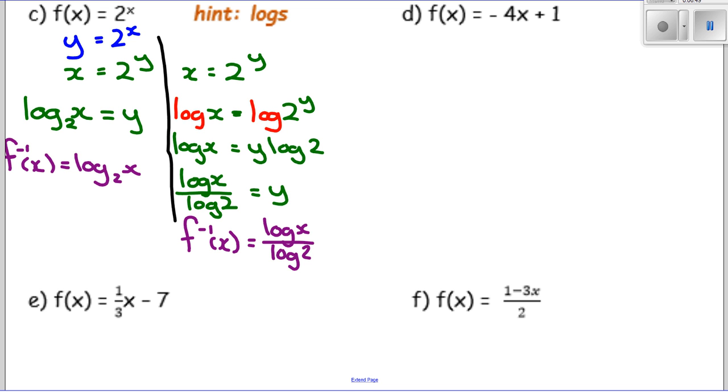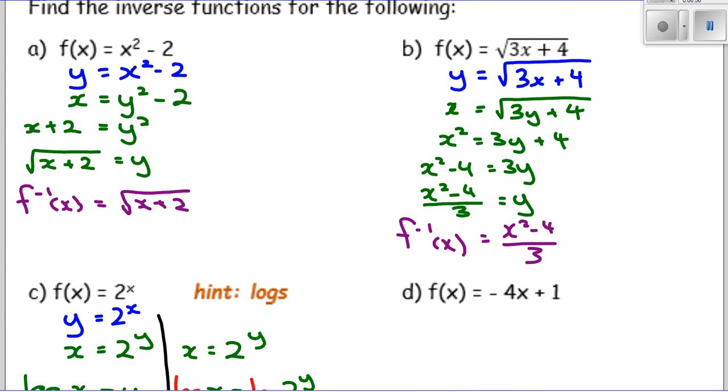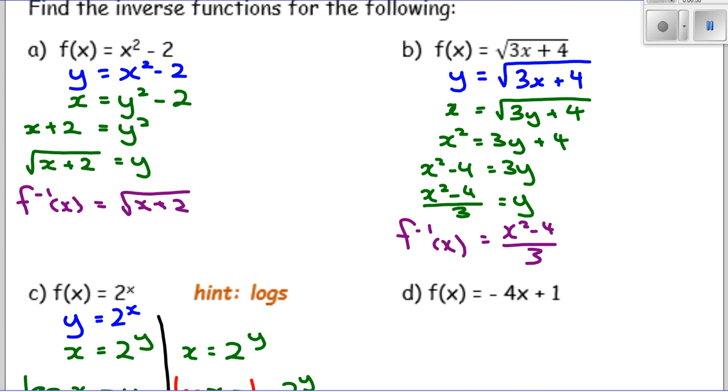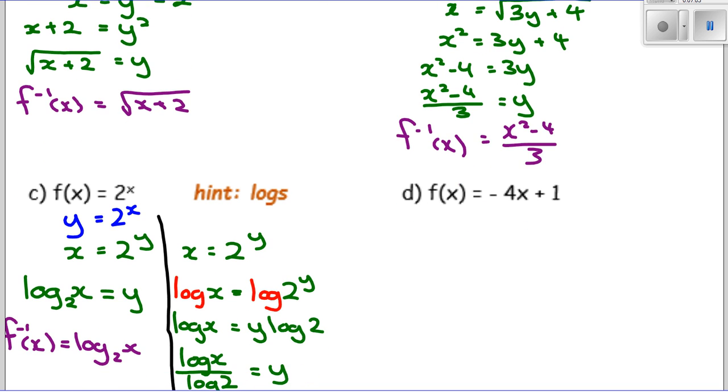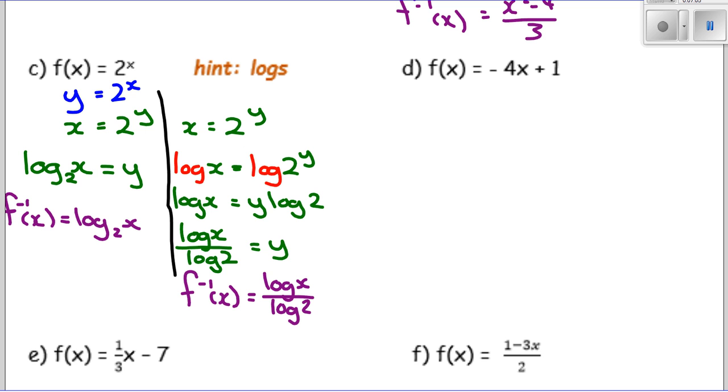What kind of function was the original function, by the way? Exponential, yeah. Keep trying to go back to that. And the top one, what kind of function is the original? Quadratic. Yeah, quadratic. This one doesn't have any special name. It's a square root function, I guess we could call it that. What kind of function is this one? Linear. Good. What's its y-intercept? 1. And does it have a positive or a negative gradient? Negative. Good. y equals negative 4x plus 1.